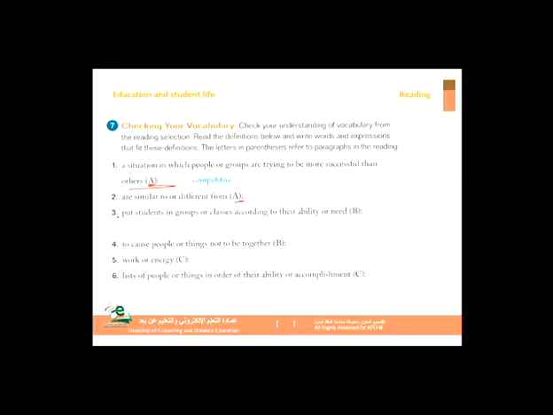It's number 3, basically. Put students in groups or classes according to their ability or need. Now, I will have to move to the other side, just to make things easier. Okay, so I'm going to go there and read for you. So, put students in groups or classes according to their ability or need. That's in paragraph B. So let's move to paragraph B.